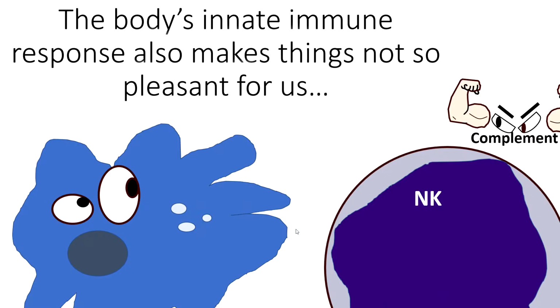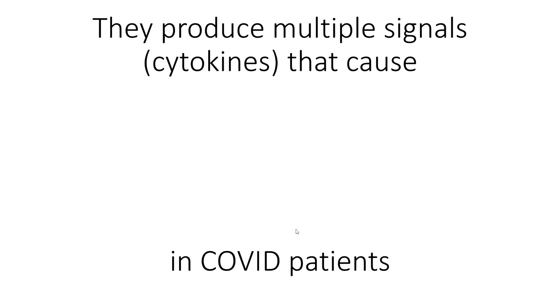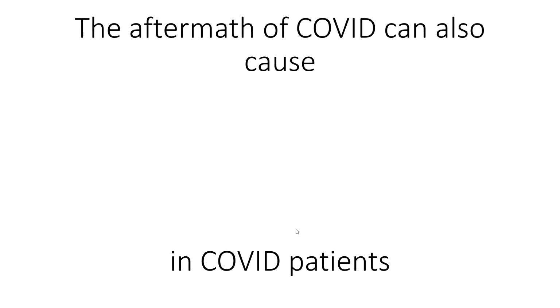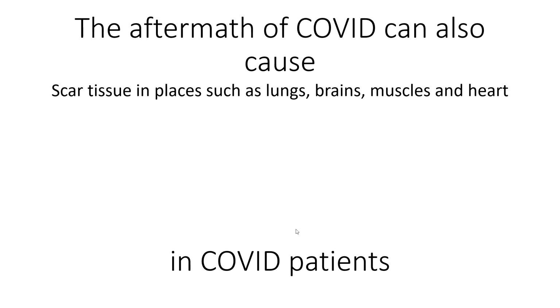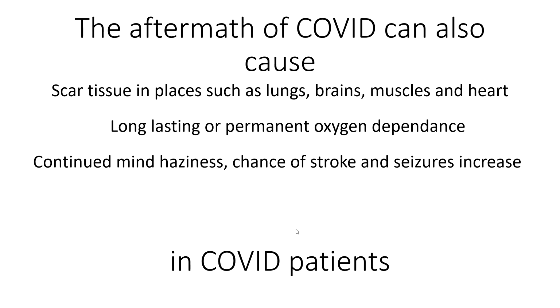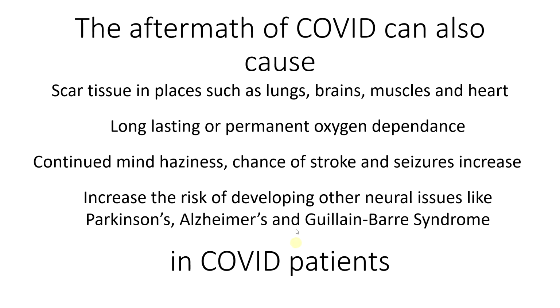The body's innate immune response also makes things not so pleasant for us. They produce multiple signals, cytokines, that cause inflammation, heavy mucus production, fever, pneumonia, and confusion in COVID patients. The aftermath of COVID can also cause scar tissue in the lungs, brain, muscles, and heart. It's not good to have those types of scar tissues there. Long-lasting or permanent oxygen dependence, continued mind haziness, and increased chance of stroke and seizures, as well as an increased risk of developing other neural issues such as Parkinson's, Alzheimer's, and Guillain-Barré syndrome.